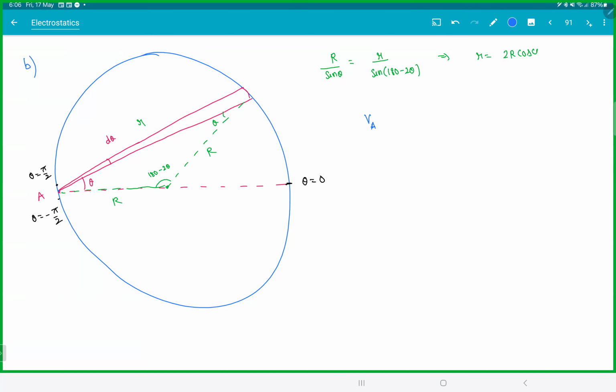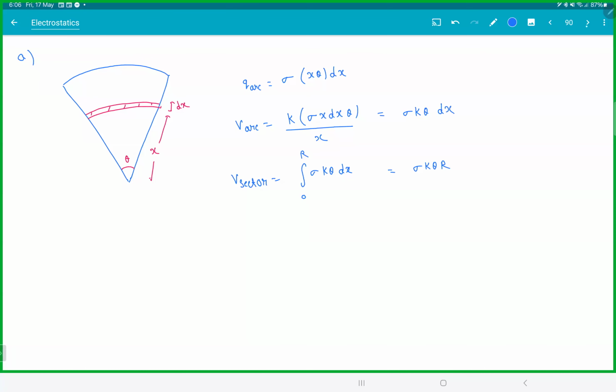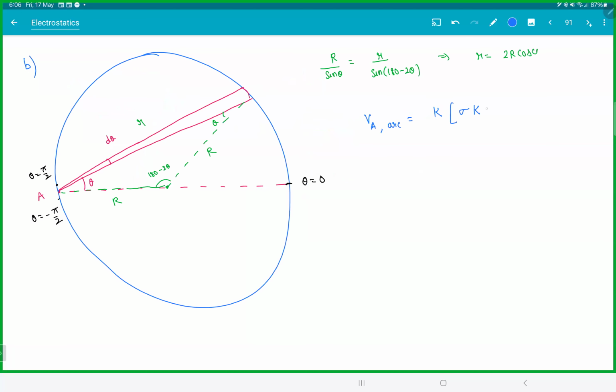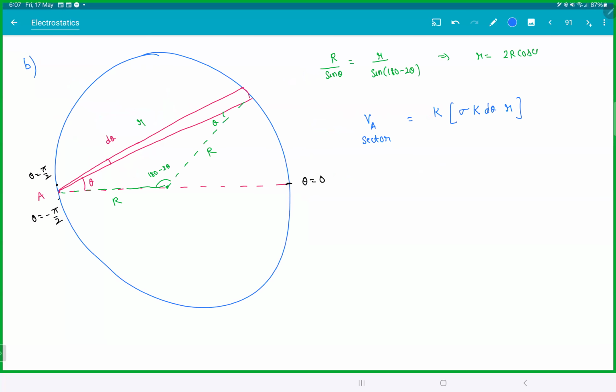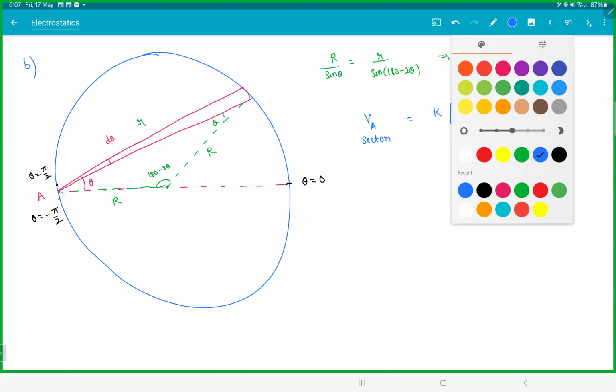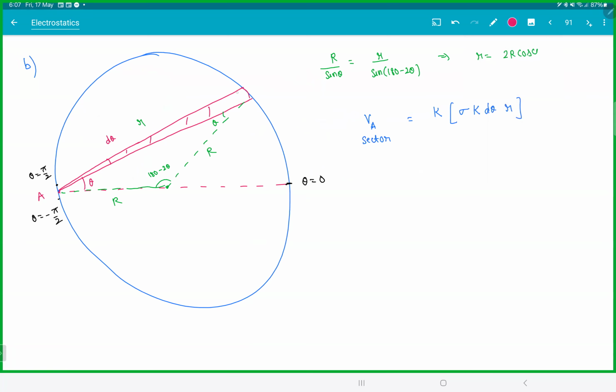So potential at A due to an arc is k sigma, and the charge would be, just now we derived the formula, sigma k theta r. So sigma k d theta, let's directly do the sector actually. k sigma d theta r, isn't it? Have a look at this. For a sector of radius r, angle theta, the potential is sigma k theta r. So here, this is a sector whose angle is d theta and the radius is smaller. So the potential is sigma k d theta r.